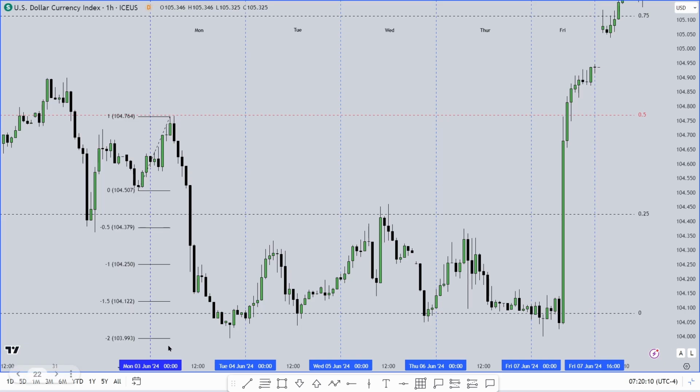If we take the swing low to the swing high, which was our initial buy program, and we project 2 standard deviations lower, we get a level of 103.993. If we extend that out and we take the exact low of this candle, it comes in at 103.993. Highs and lows are mathematically derived based on buy and sell programs and swing points.